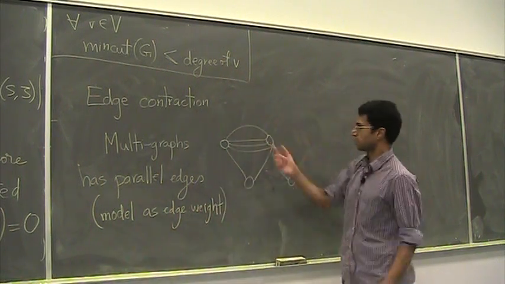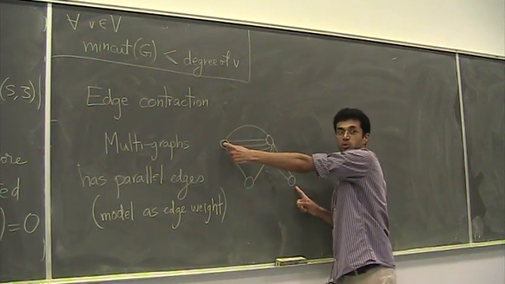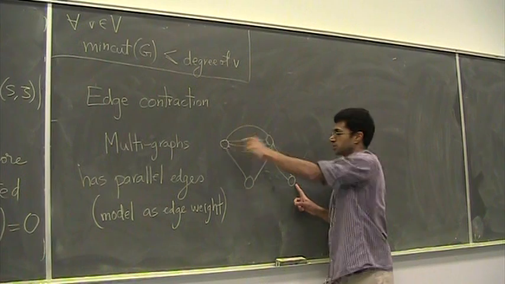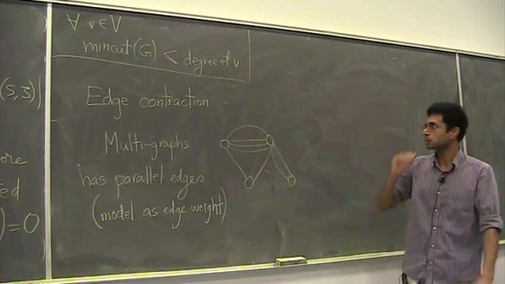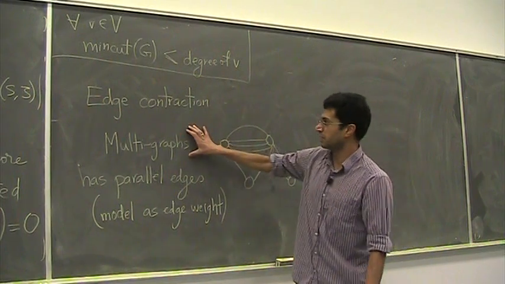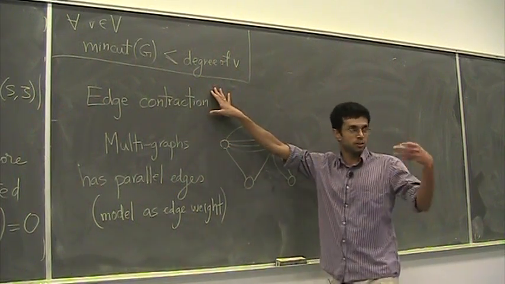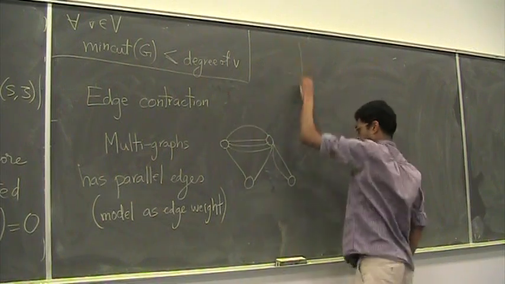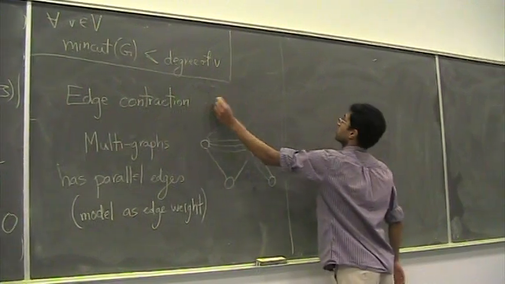Right, you might want to think of the weight of these 2 vertices as 4, the weight of this is 1, the weight of these 2 is 0, because there's no edge, this is 2, 1, and so forth. So that's a multigraph. The reason I want to talk about multigraphs is because an edge contraction is essentially going to convert graphs into multigraphs. So what is an edge contraction?